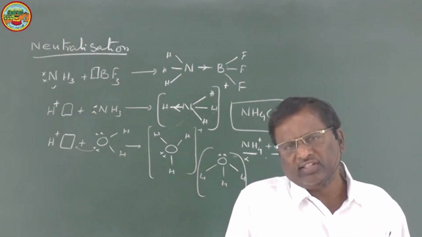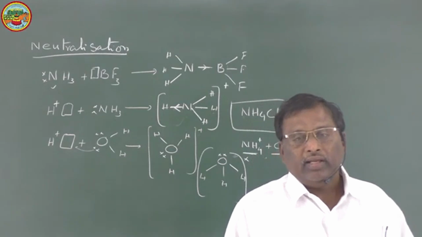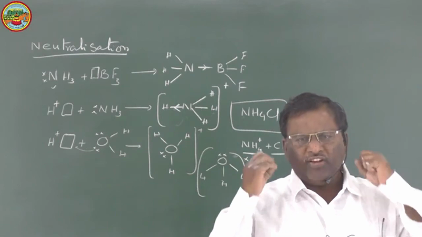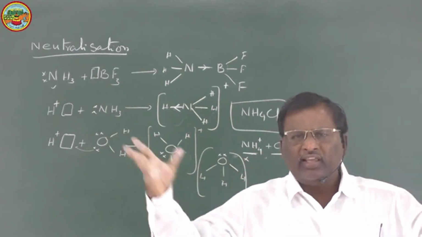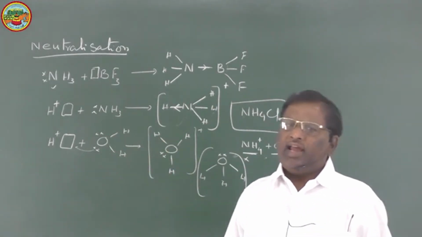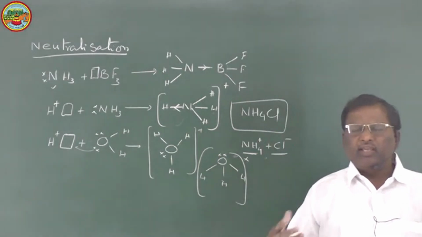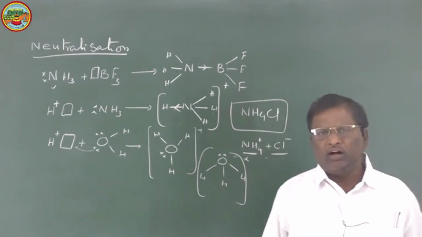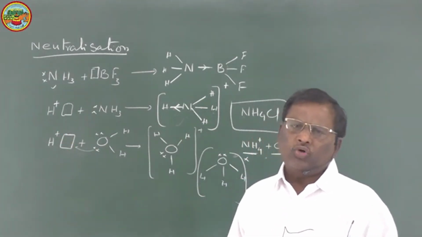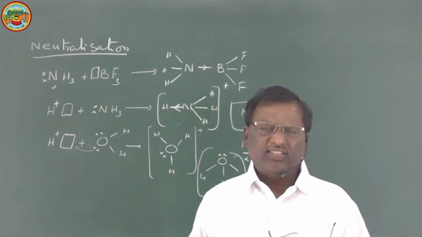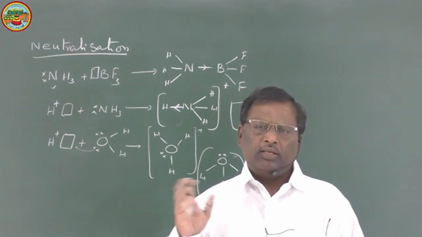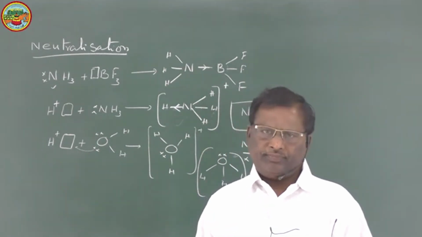Another important defect of this theory is this. Neutralization reaction is a very fast reaction. Within a fraction of a second, instantaneously, the reaction will be completed. But here, the acid-base reaction is explained in terms of a very slow process, that is, the formation of a covalent coordinate bond, which is not proper at all. So these are the main defects of this theory.